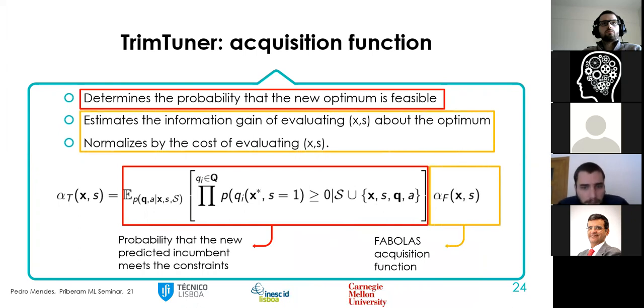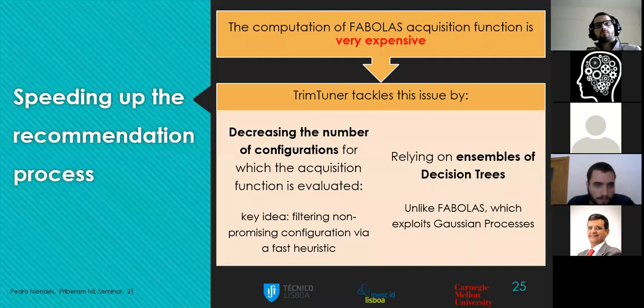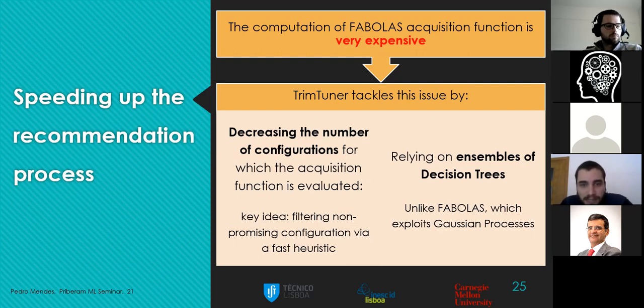And we multiply this times the acquisition function of Fabolas, which tries to estimate information gain about the optimal distribution of evaluating a configuration. And it normalizes by the cost of testing that configuration. However, as I previously said, the computation of the Fabolas acquisition function is very expensive. And so in TrimTuner, we tackle this problem by decreasing the number of configurations for which the acquisition function is evaluated. Here the idea is to filter out non-promising configurations, and we are going to only test the configurations that are predicted to yield higher values in the acquisition function.